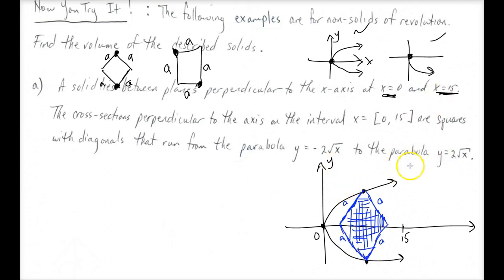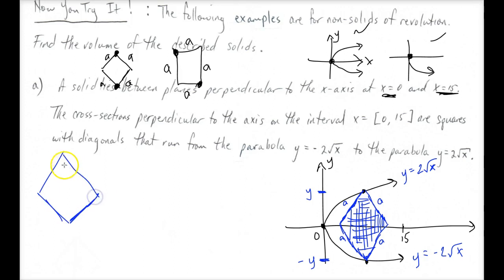Another thing I want everyone to notice is that the length of this diagonal here is going to be 2 times y. Part of the reason for that is the following. For this parabola, which is positive 2 times square root of x, the distance from this point should just be y. Down here, this is y equals negative 2 times square root of x, and the distance here is going to be negative y. So the difference between y and negative y is 2y. So we have our area, which is this diagonal, and we know that this particular length here is 2y.